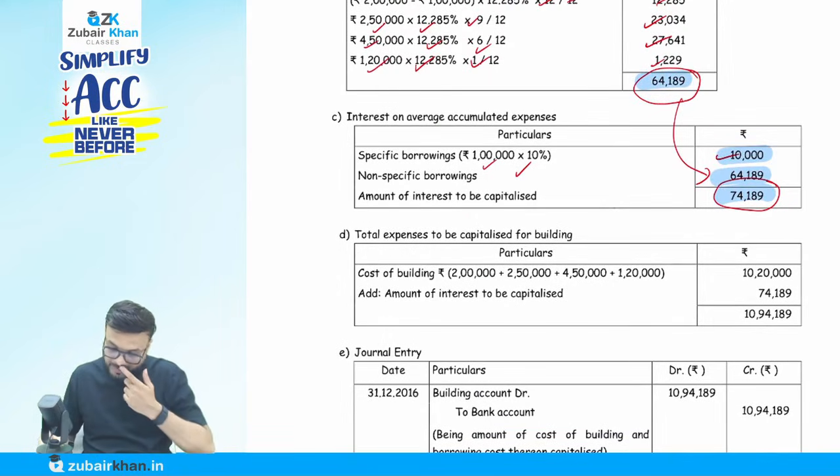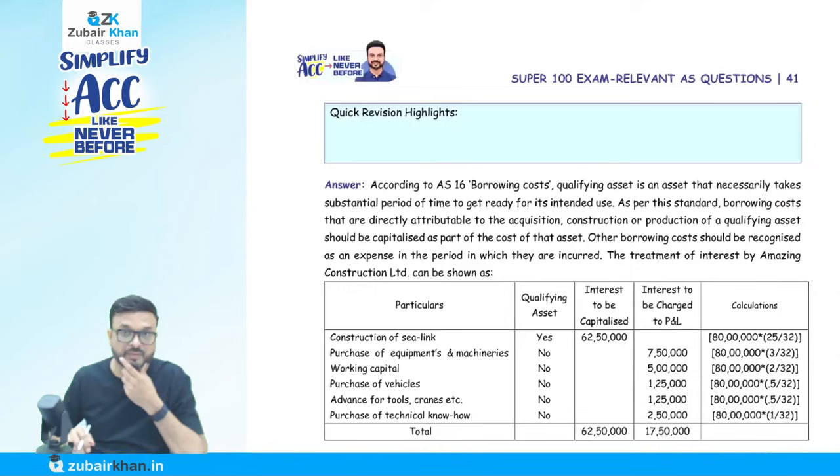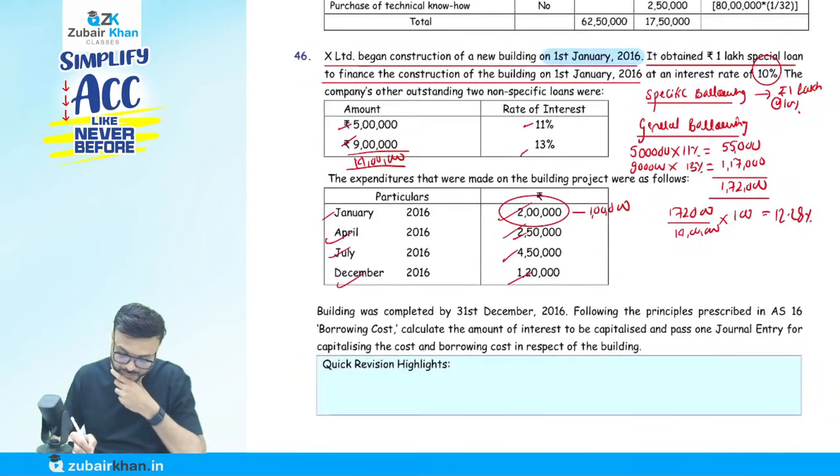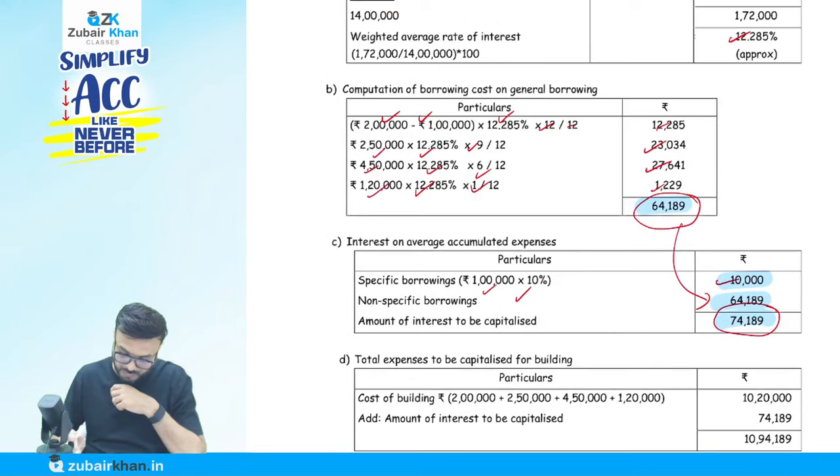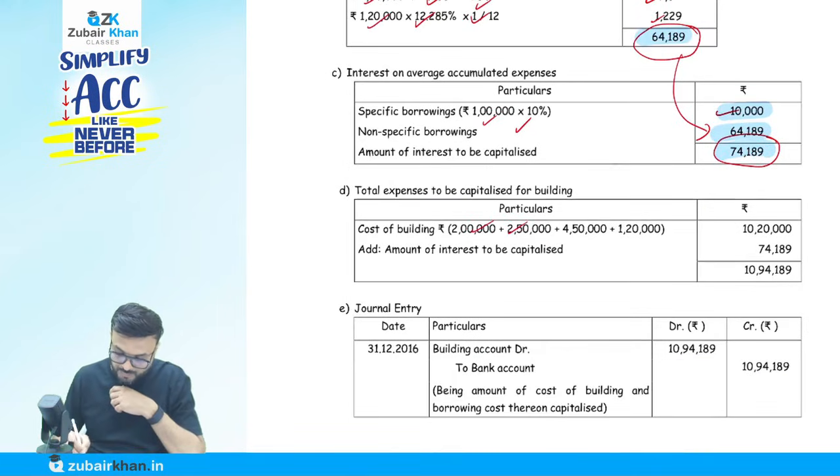So what entry will we pass now? This is the total cost of the building that we've incurred: 2 lakh plus 2 lakh 50, 4 lakh 50, plus 1 lakh 20. So to that, here 2 lakh, 2 lakh 50, 4 lakh 50, 1 lakh 20. And this is the amount of what here? Capitalization of borrowing cost. So that will add to the cost of the PPE.